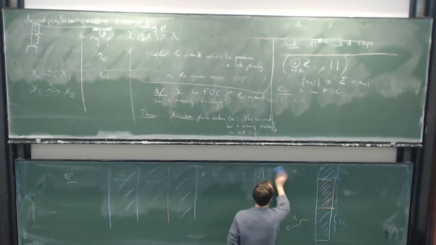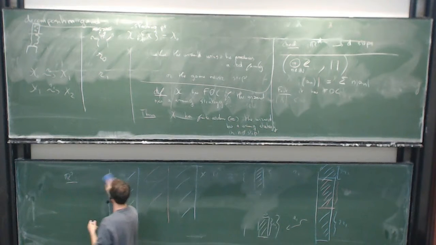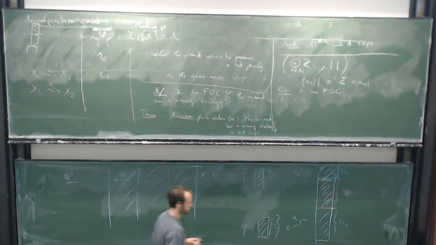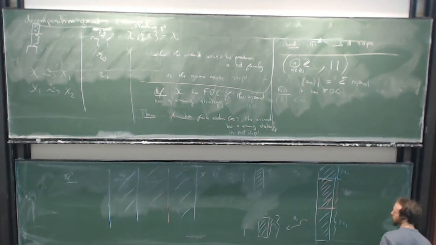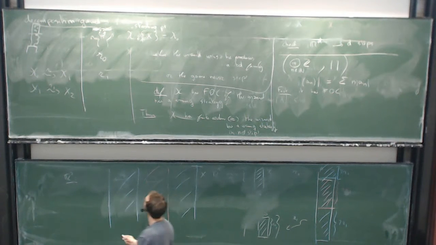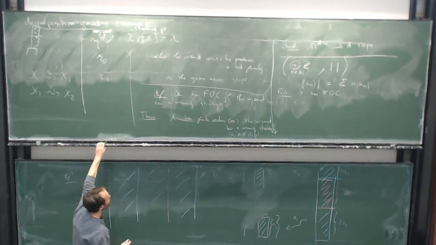So let me do it for the infinite direct sum of copies of Z. Maybe let me do it here.